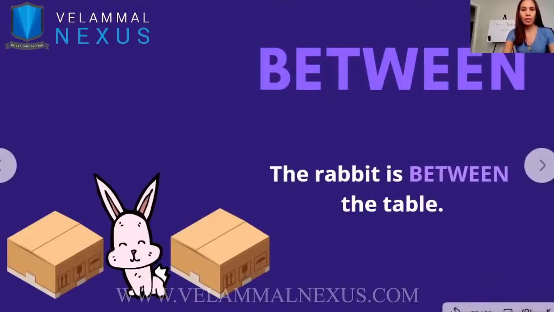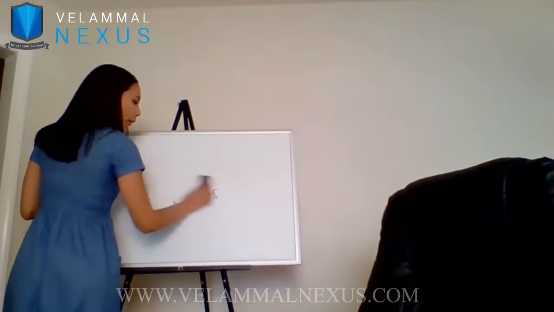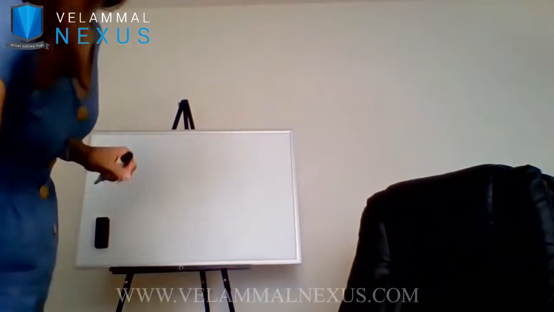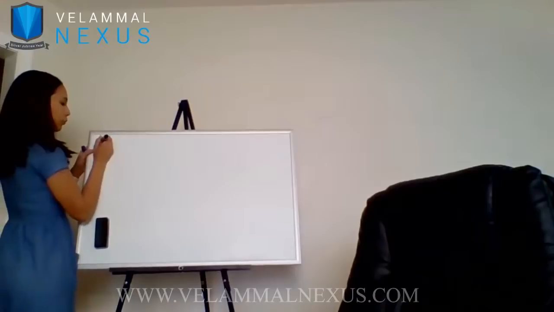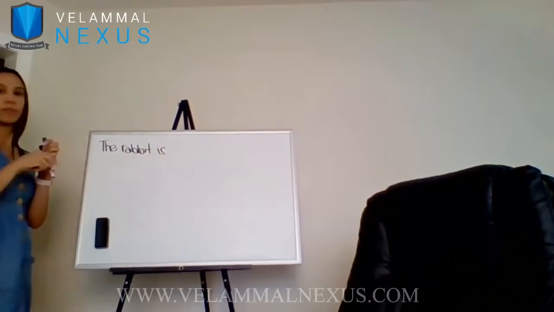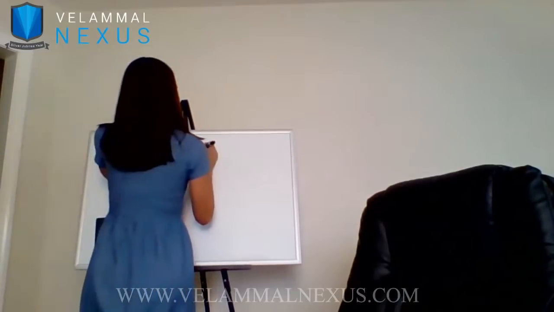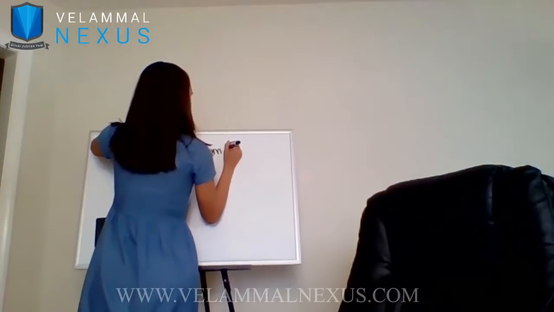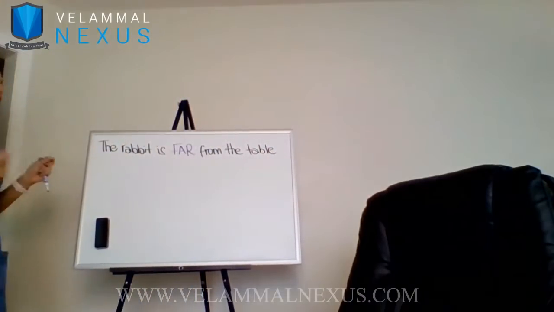So let's stop sharing for a second and I'm going to fix these two sentences, because that was my mistake and I just caught it. So I apologize for that. For far, the sentence was, the rabbit is far from the table. Let me use two colors as well. I will move in a second so you can see. Right, the rabbit is far from the table.